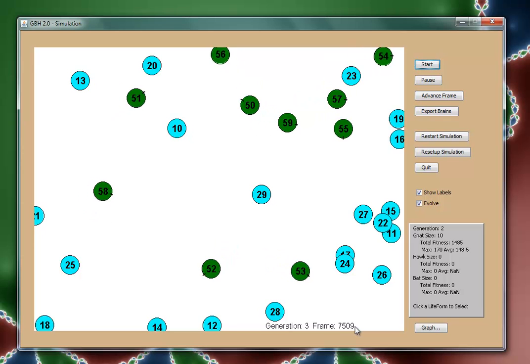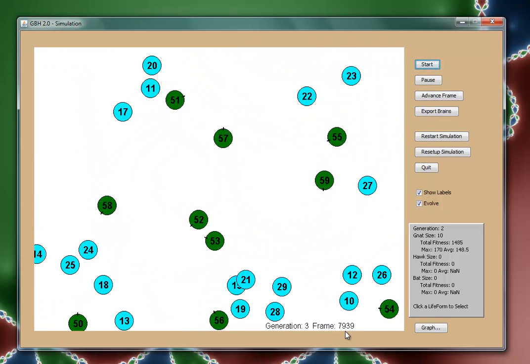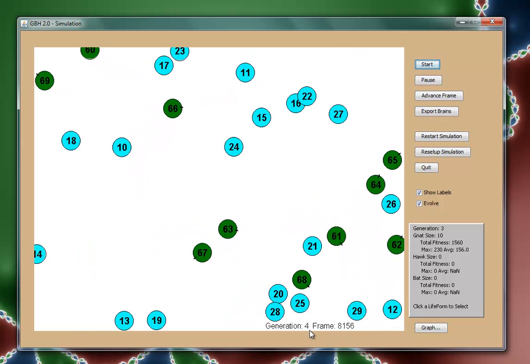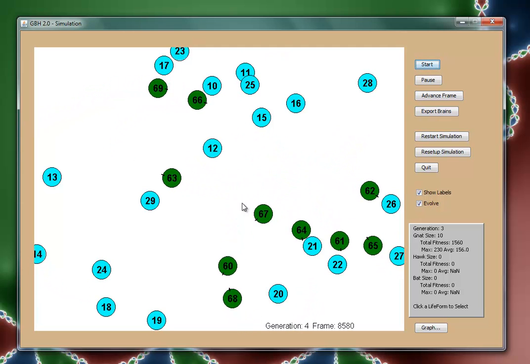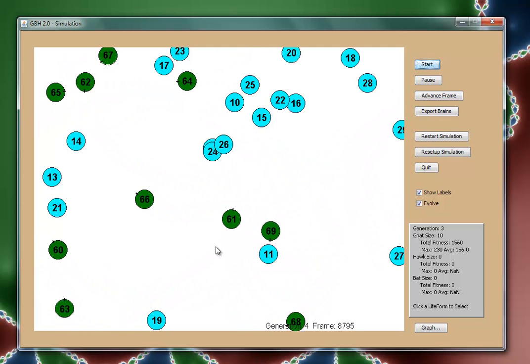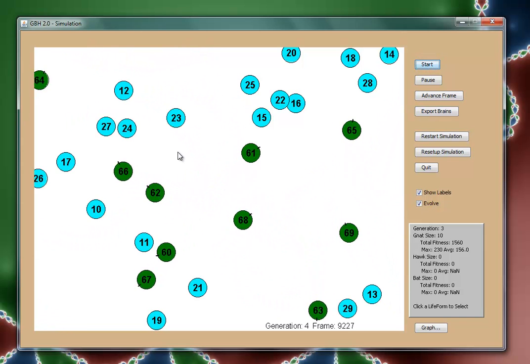And after 2,000 frames, which is coming up real soon here, we will see the generation increases. And all of these gnats now have a new unique ID number, which is higher than the previous ID numbers, because they each have new brains, evolved from the previous generation.